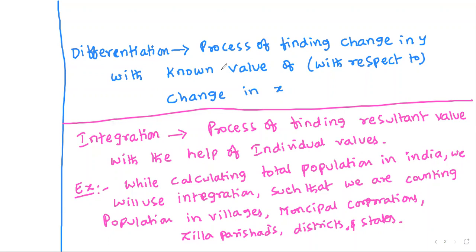They are counting the number of articles or objects they have in their shop, how many items have been sold or how many items are remaining. Like this, they will upload the data in their software. So there also we use integration. Think about it once.